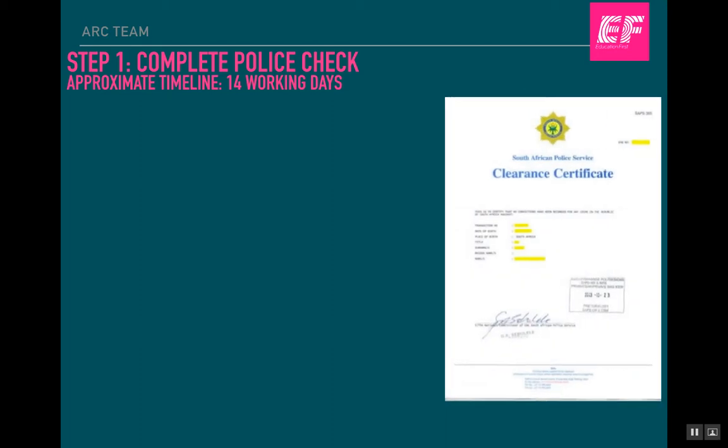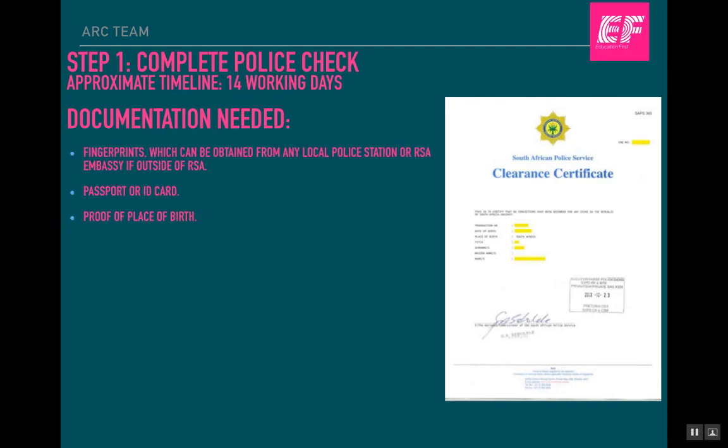So, step one, complete your police background record check. The approximate timeline for this would be 14 working days. This is what you will be presented with after your record check is complete, a South African Police Service Clearance Certificate. The documentation that you need to apply for your criminal background record check: you need fingerprints, which can be obtained from any local police station or Republic of South Africa embassy if you're outside of South Africa. You need a passport or ID card, and you need proof of your place of birth.